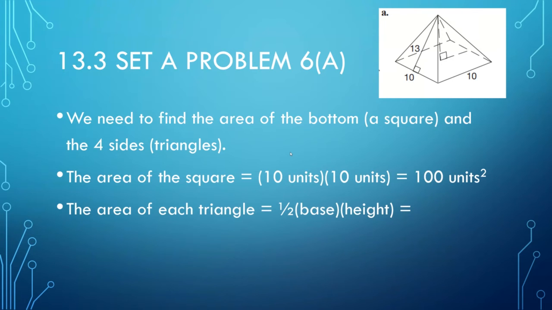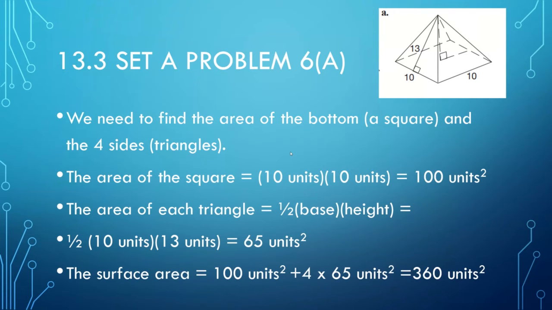For each triangle, we use the formula 1/2 base times height. So we have 1/2 times 10 units times 13 units, and that gives us 65 square units for each triangle. So the total surface area, we add the bottom, 100 square units, and then we have 4 times 65 for the 4 triangles, and that gives us 360 square units.